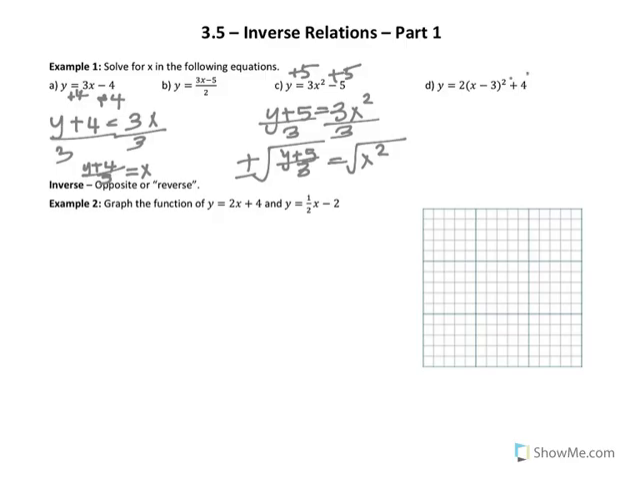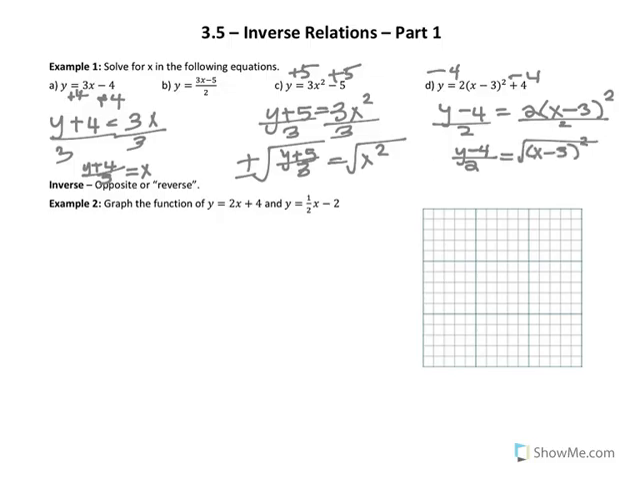And the last one, very similar, we would minus 4 from both sides, so we have y minus 4 equals 2x minus 3 squared. Divide by 2, so we have y minus 4 over 2 equals x minus 3 squared, and then I would square root it, remembering to take the plus and minus of it. So I have plus or minus the square root of y minus 4 over 2 equals x minus 3, and then I would add 3, and I would just write it out in the front like that. So this is going to be helpful when we're dealing with inverse functions.